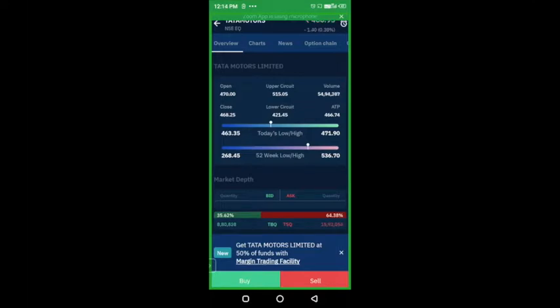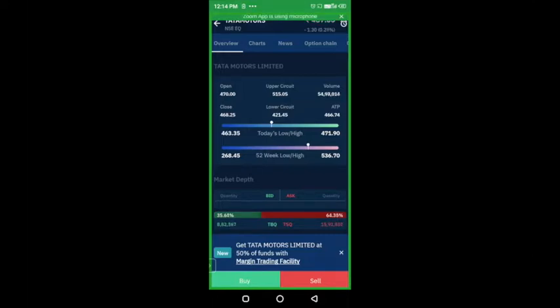The 52-week high will give you the highest price of Tata Motors traded over the past 1 year. All time high price is not mentioned in the overview section. Maybe in Moneycontrol they will explain. Here in this overview section, ATP means average traded price. So on an average, Tata Motors is trading at this price today. Today's low or high means today Tata Motors is trading between these points, 463 to 471. Between these 2 points, it is trading today.